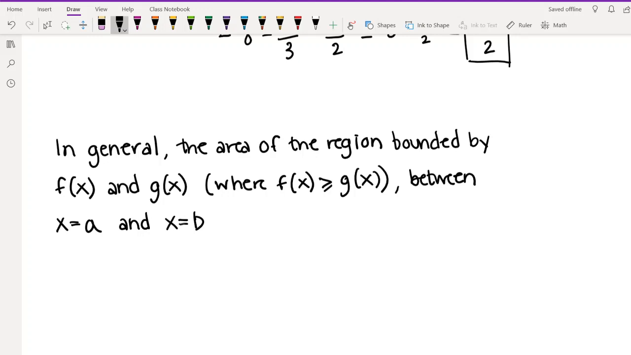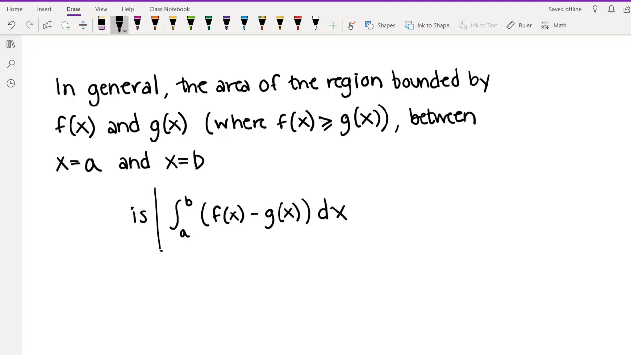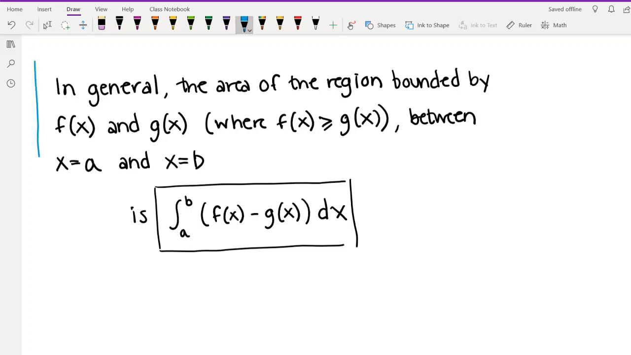So in some of these problems, there might be an extra constraint introduced to tell you where to start and stop integrating. So what is this general formula going to be? Well, you're just going to take the integral from a to b of your top function minus your bottom function dx. So this is really important. This is basically what we're going to be using in all of the examples in today's video, as well as the examples in tomorrow's video.